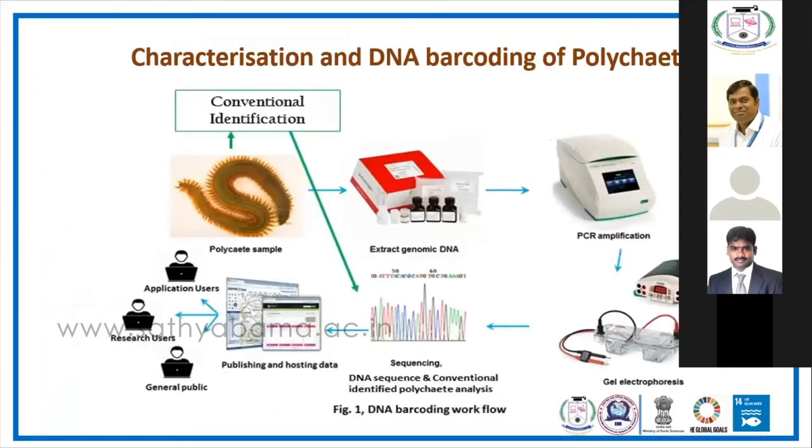This is what we are doing in our lab: the characterization and DNA barcoding of polychaetes. This is a very simple abstract of the methodology. Once we collect the polychaete samples from the environment, we directly shift to the lab and do the identification by microscopic identification, and go for DNA extraction, PCR, sequencing, then go for submission.